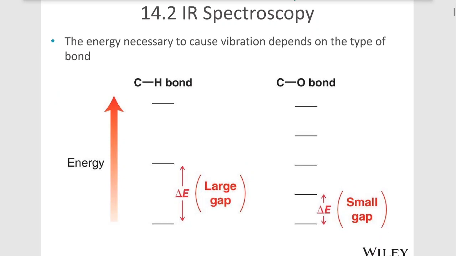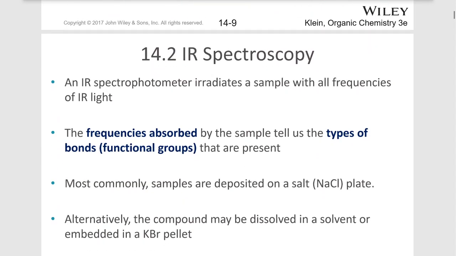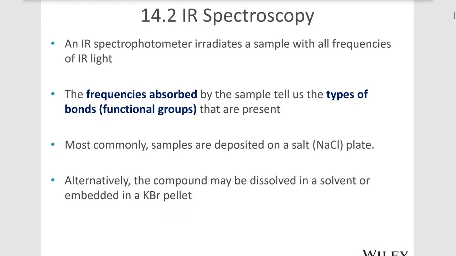So the energy necessary to cause a vibration depends on the type of bond that we have. A carbon-hydrogen bond has a large energy gap, and we're going to see why that is in this video. And a carbon-oxygen bond then has a smaller energy gap. So that energy difference corresponds to that particular wavelength or frequency of radiation that's necessary to excite that type of bond. And frequencies absorbed by the sample can tell us a lot about the bonds that are present, and that gives us information about what types of functional groups are available in that molecule.